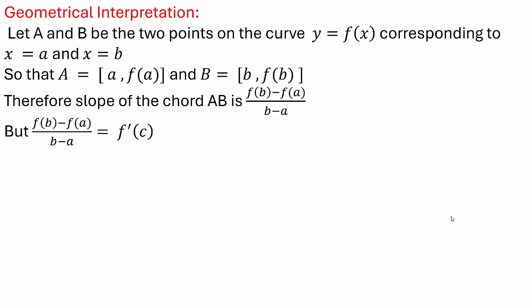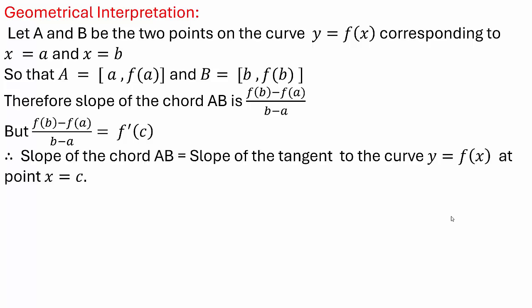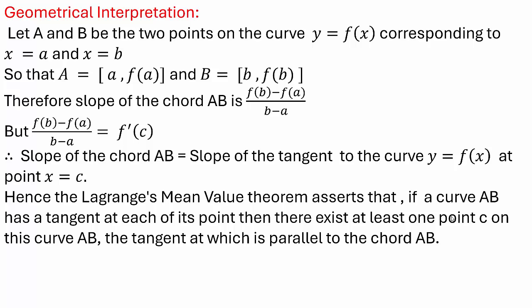But f(b) minus f(a) divided by b minus a is equal to f dash c by Lagrange's mean value theorem. Therefore, the slope of the chord AB equals the slope of the tangent to the curve y equal to f(x) at the point x equal to c. Hence, Lagrange's mean value theorem asserts that if the curve AB has a tangent at each of its points, then there exists at least one point C on this curve AB where the tangent is parallel to the chord AB.